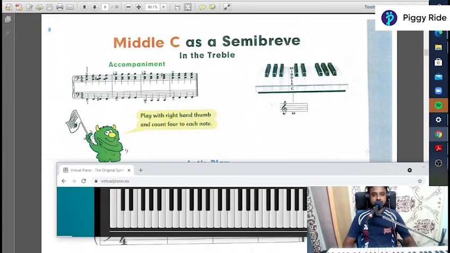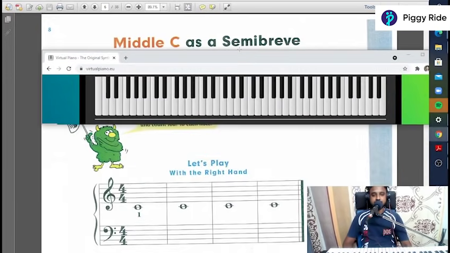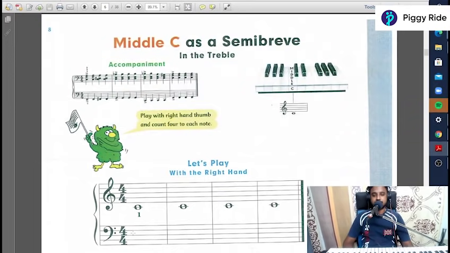So the first song is C2 3 4, C2 3 4, C2 3 4, C2 3 4. Yes, the number which indicates the finger numbers.